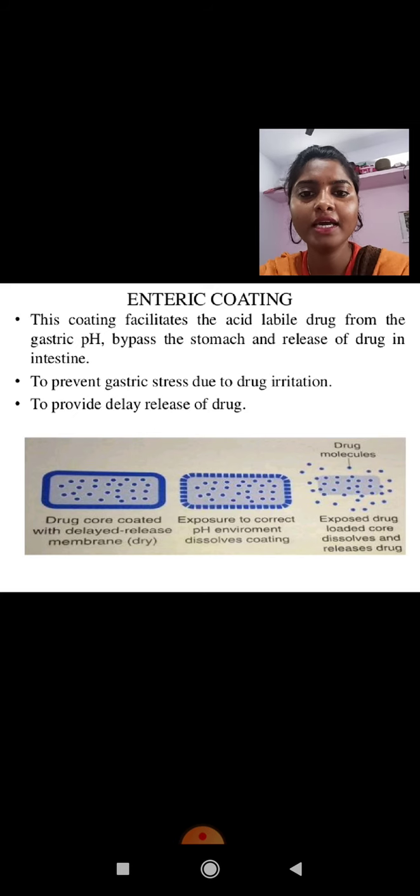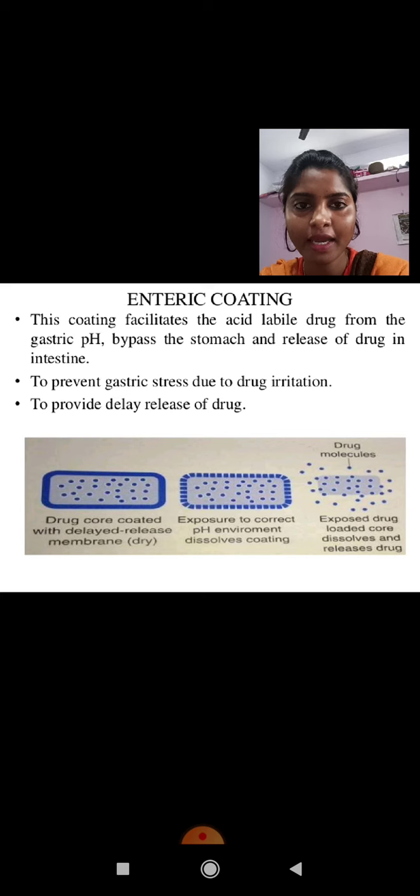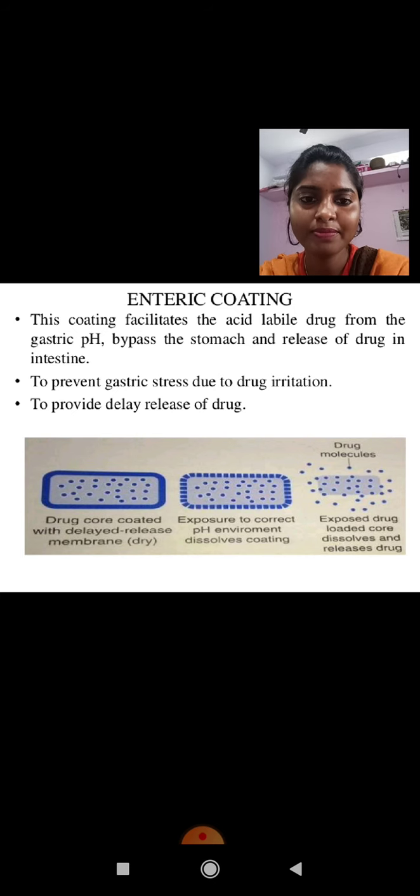It also prevents gastric stress due to drug irritation, and provides delayed release of a drug. Drug irritation is prevented by this enteric coating, and delayed release of a drug is obtained by this enteric coating. This is a drug core coated with the delayed release membrane. On exposure to the correct pH environment the coating dissolves, so it bypasses the stomach and releases the drug in the intestine, and the drug molecules are exposed to the drug loaded core and dissolve, releasing the drug.